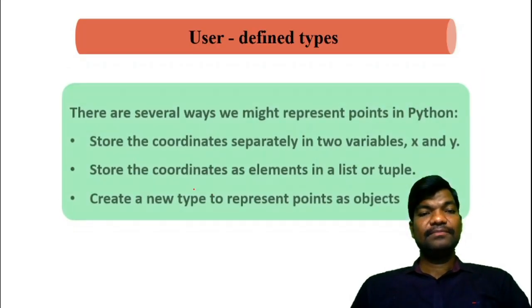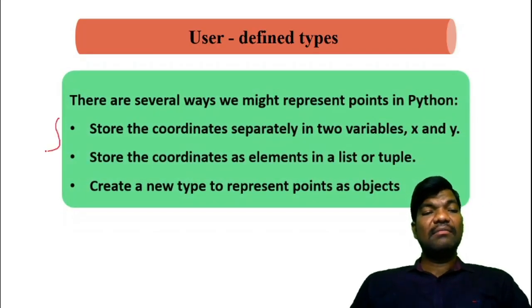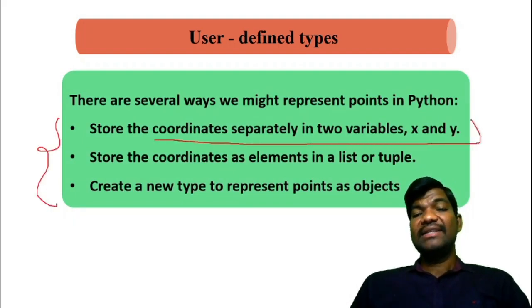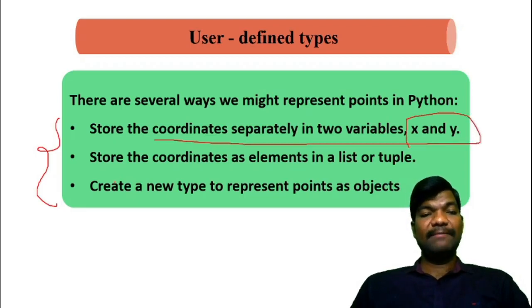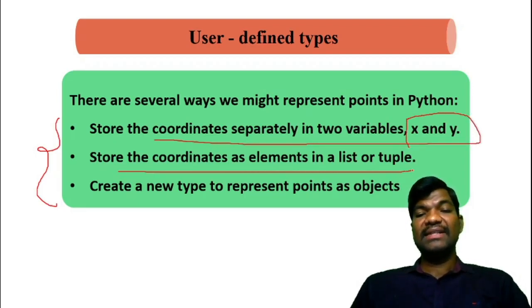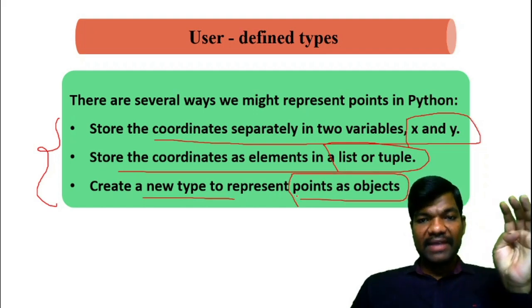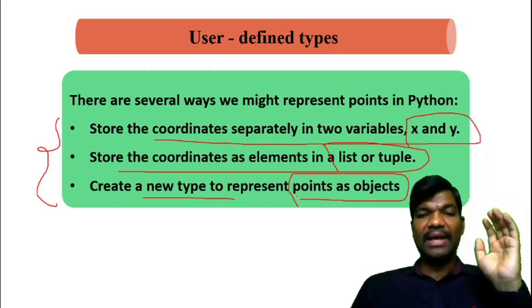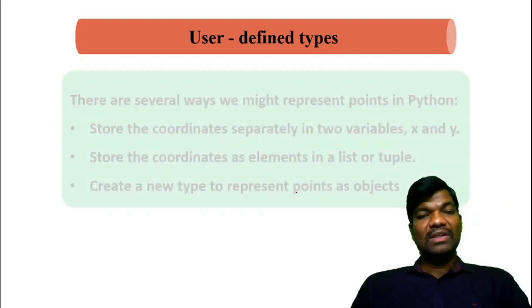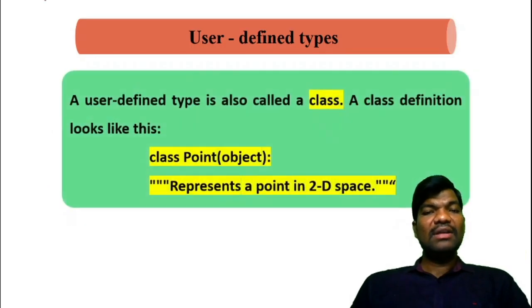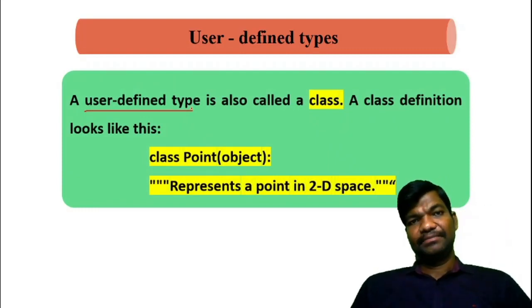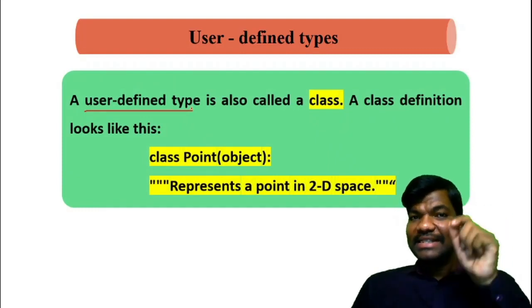So there are 3 methods here. One is creating coordinates by using variables x and y, another is storing the coordinates in a list or tuple, or we create a new type by using objects. So 3 methods: variables, lists or tuples, and objects. User defined type means it is a class. What is an object? An instance of a class.